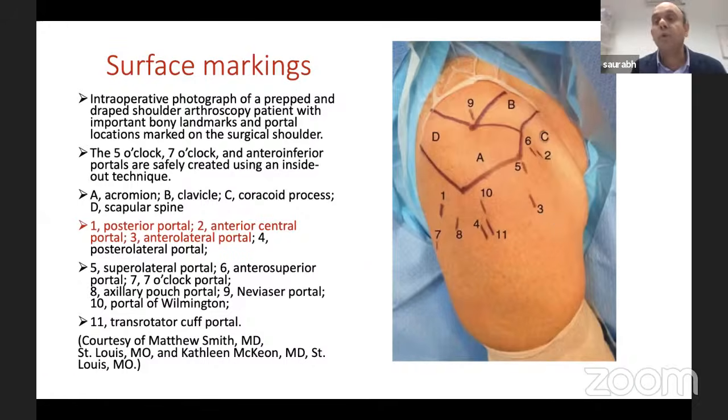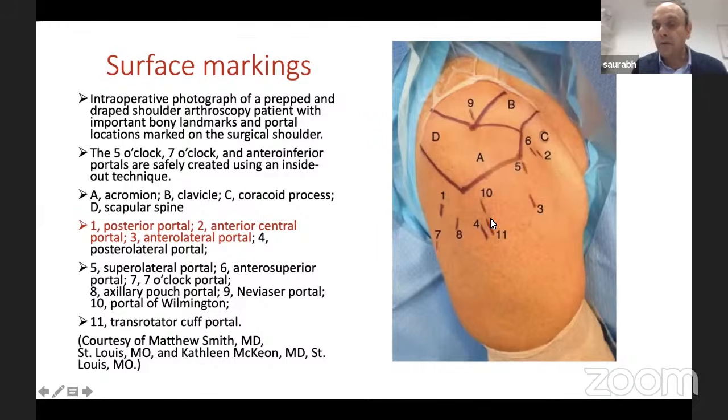So this is where your bony shaver goes in for your subacromial decompression. And then let's try and simplify the other portals. For your rotator cuff repair work, you will need this portal, portal number 5. This is where your anchor will go in the footprint of your supraspinatus. Then you can use all these portals, portal number 11, portal number 4, all these posterolateral portals for your suture management, for your rotator cuff work.